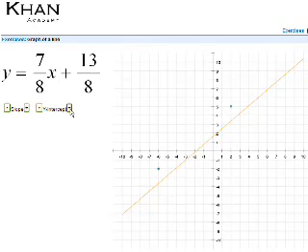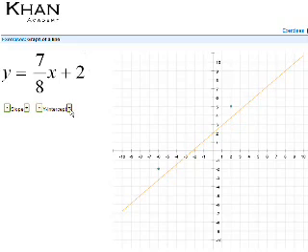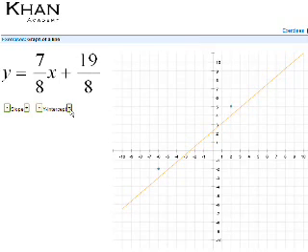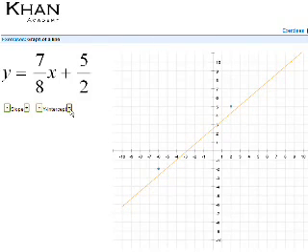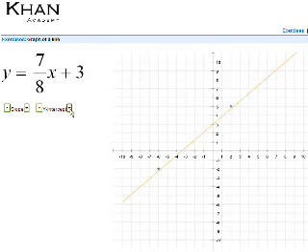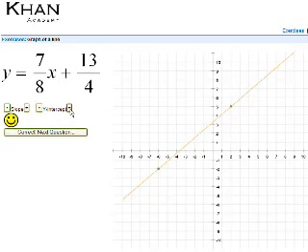Let's move this line up, and you do that just by the y-intercept. You can see shifting the y-intercept up just shifts the line straight up. It doesn't change the inclination of the line. The slope changes the inclination of the line. Oh, there we go. The equation of this line is 7/8 x plus 13/4.